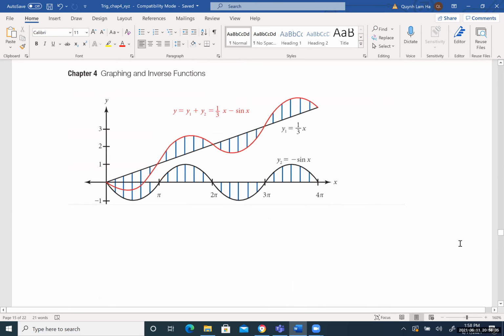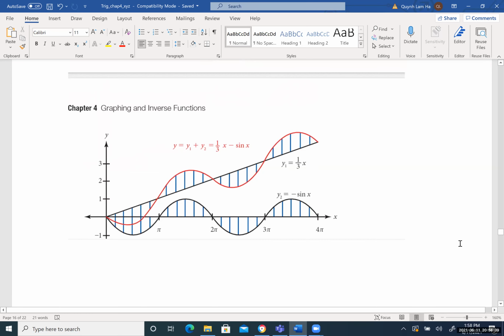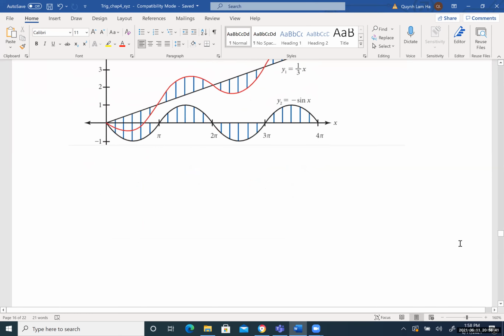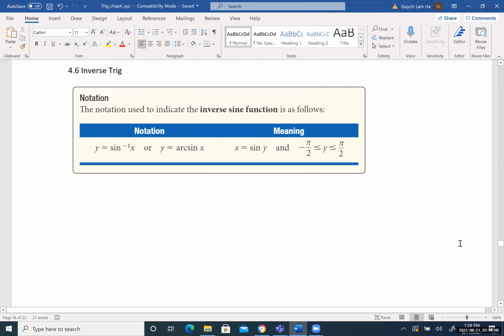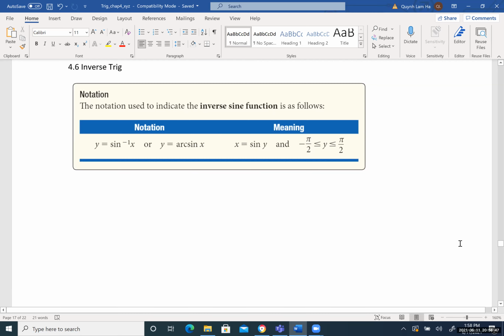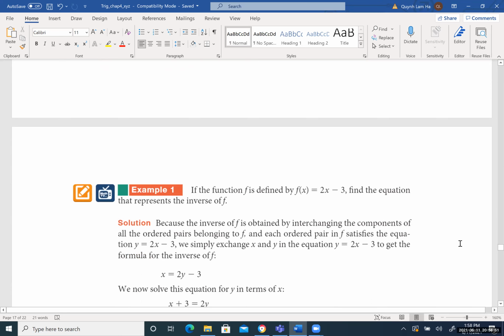And I have the combine. This is the combine function, chapter 4.5. And that's the combine function as well. We have inverse trig. Actually, I recommend you read this. Read this before the lecture.